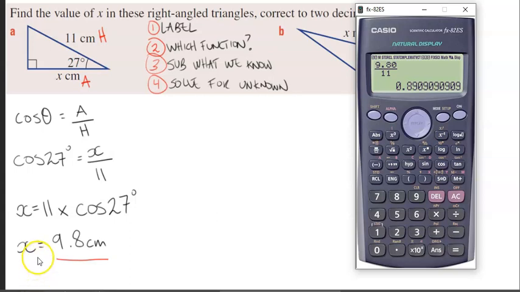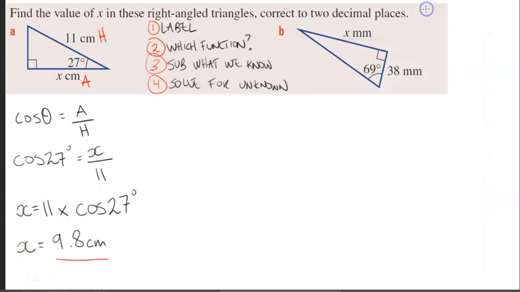Okay. So in a nutshell, we label a triangle. We figure out which function we need to use from that labeling. We substitute what we do know, and then we solve for that unknown. So that was for A, and that's our answer. And then once you realize these 4 steps, once you get the hang of it, it's actually quite simple to try to solve for an unknown. So let's get a bit quicker with this.